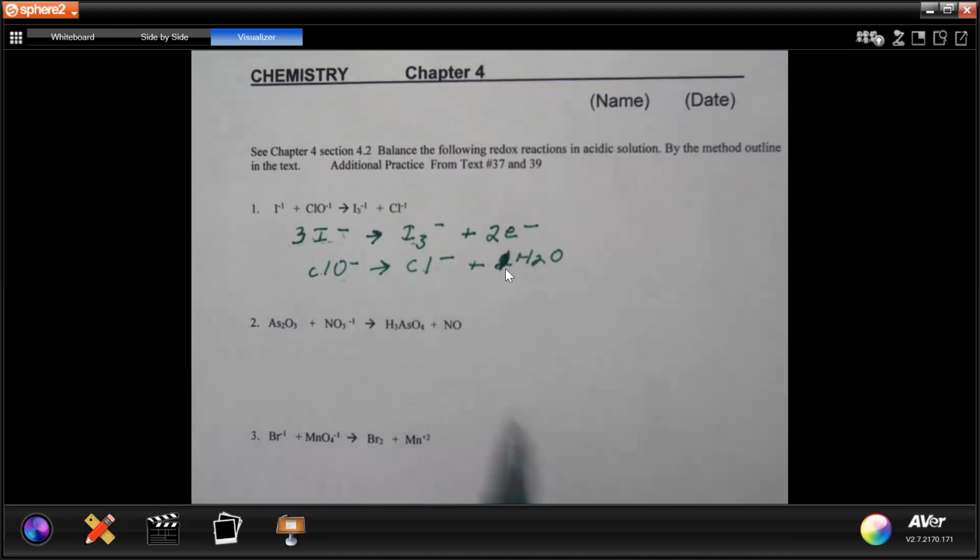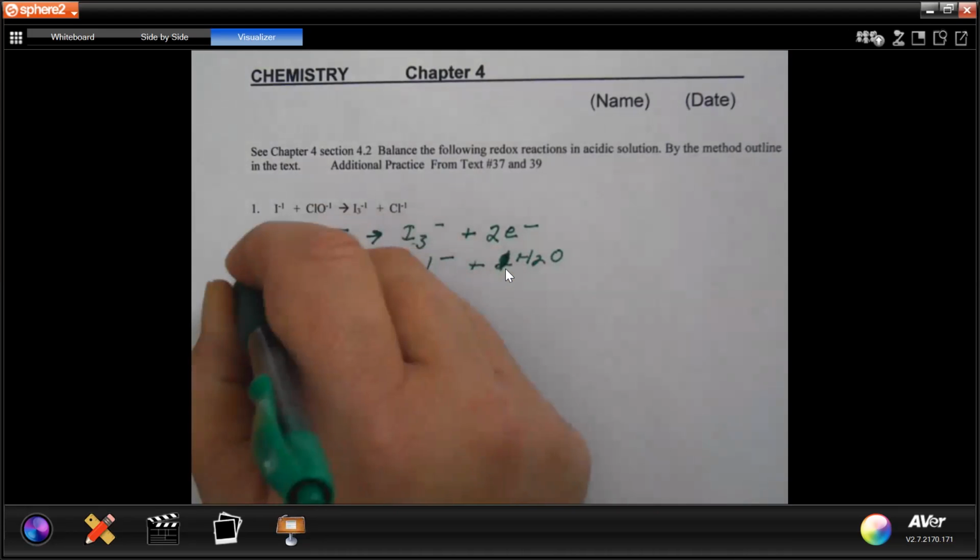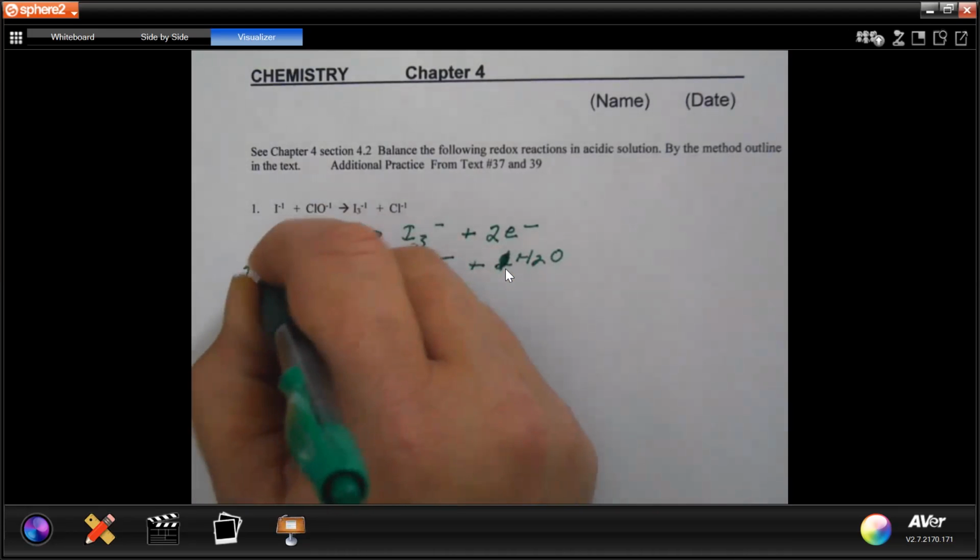Then it says to balance hydrogens with H+ ions. Well, I've got 2 hydrogen atoms here. So I need to put 2 H plus ions on this side of this equation.